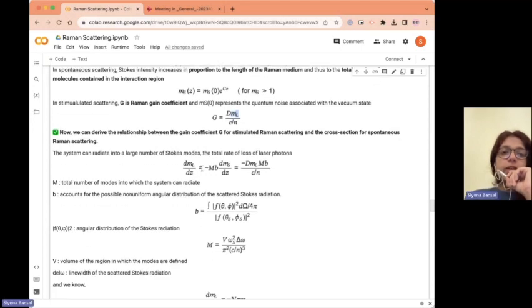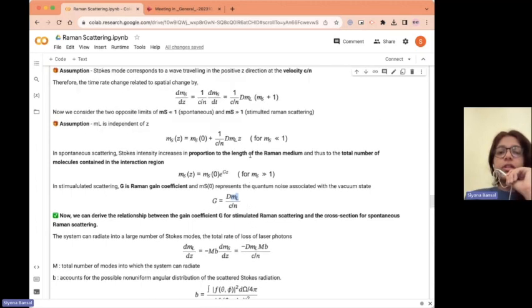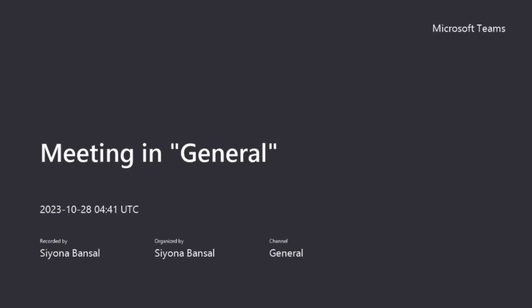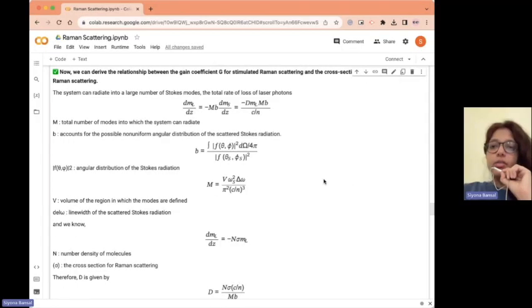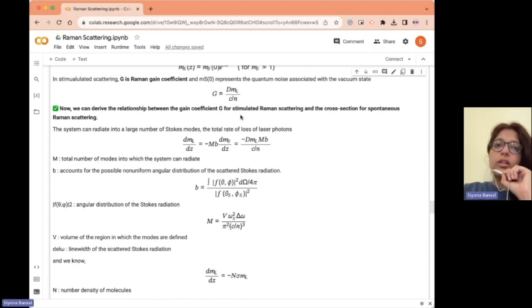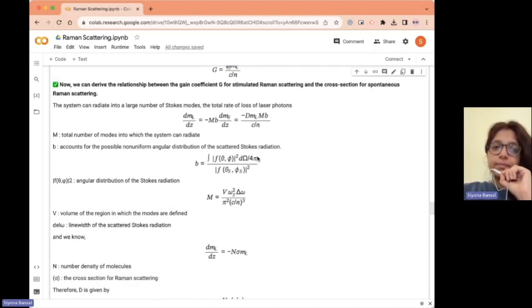Now we can derive a relationship between this factor G, which is called the gain coefficient, and the cross section area, which we got from the spontaneous case. So we start by using the relation of ml to get the value of t in terms of cross section area, which is present here in the formula for G.